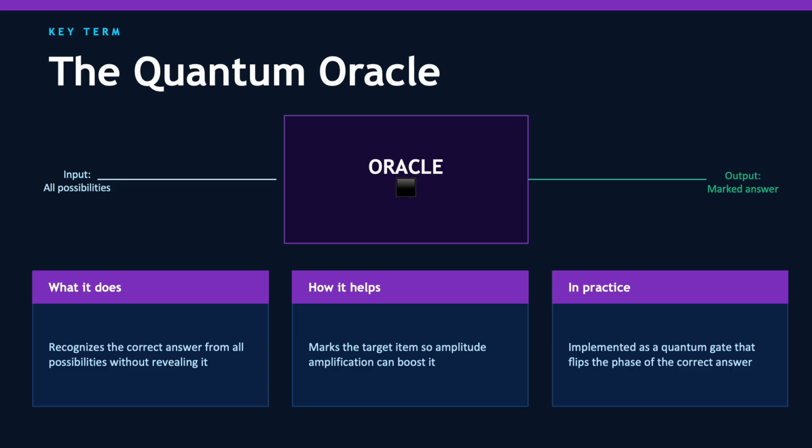Without the oracle, the algorithm would not know which answer to look for. The oracle is the part of the system that encodes the specific problem you are trying to solve. For different search problems, you would use a different oracle, but the rest of Grover's algorithm stays the same.